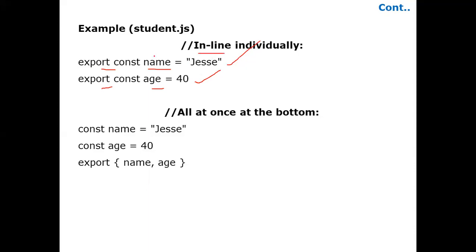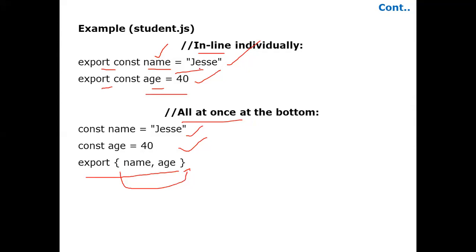What is the named export first of all? Name equal to Jesse, age equal to 40. This is called a named export. In named export, we have two ways to do it. One is inline, meaning one at a time. The other is all at once: first declare the two variables, name and age, and then with curly braces pass however many variables you want to export. Name, comma, age, comma, any others, you can export them. That is called all at once.